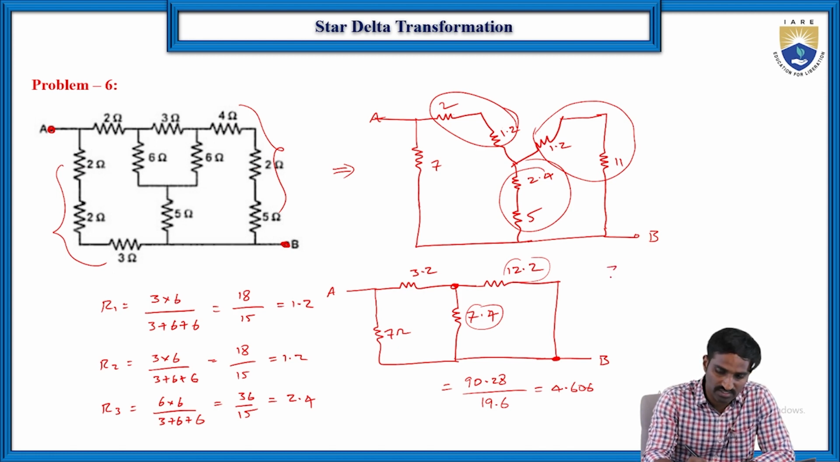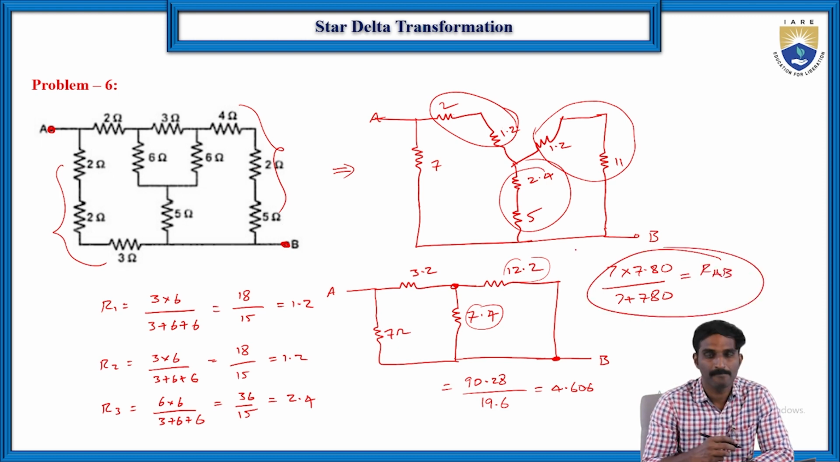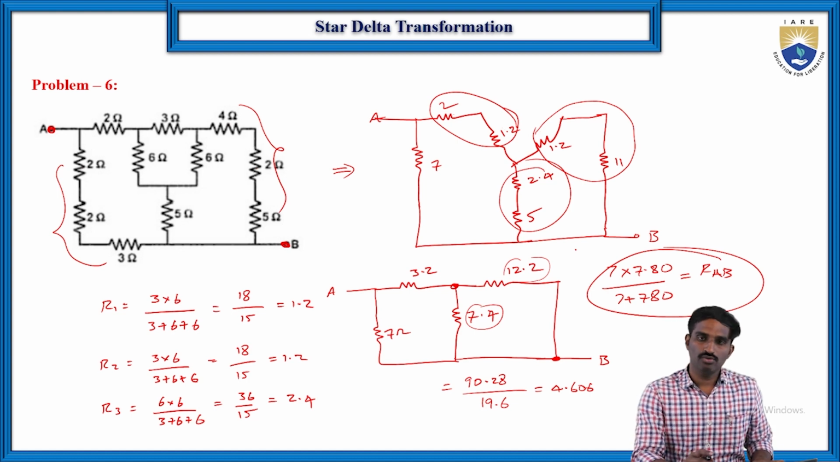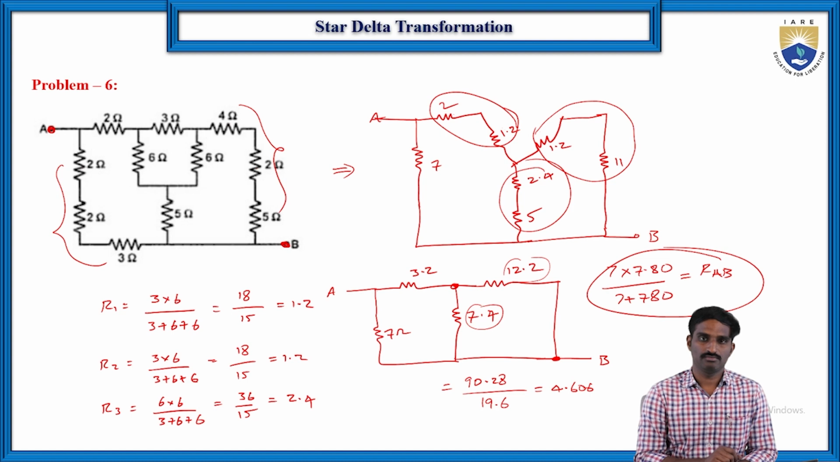So then here 7 into 7.80 by 7 plus 7.80. So this is your total answer, which is RAB. Right? So this is how we can apply the star to delta and delta to star transformation. So in the next class, we will discuss another topic.